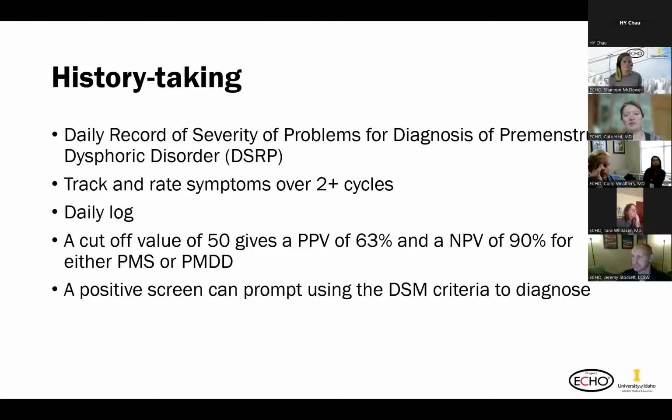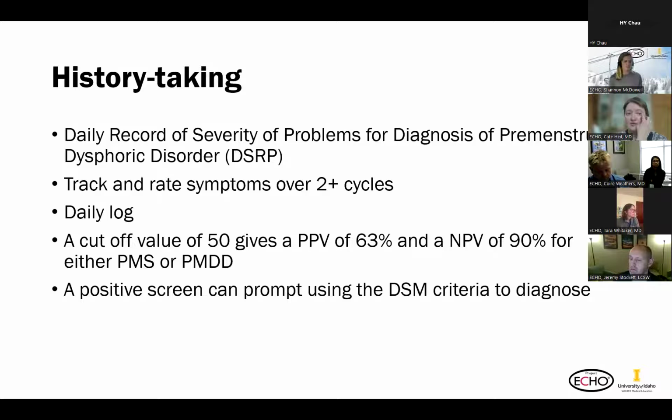So when we talk to our patients and take a history, one of the things we want them to do is keep a diary or log using a chart called the DSRP, or the Daily Record of Severity of Problems for Diagnosis of Premenstrual Dysphoric Disorder. Really long, so DSRP is easier. We want them to track and rate their symptoms over at least 2 menstrual cycles, so about 2 months, and then create a daily log of their symptoms.